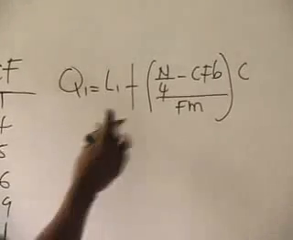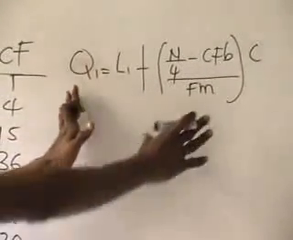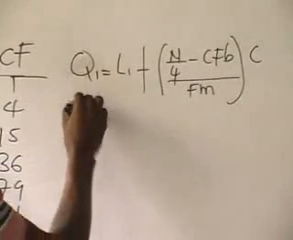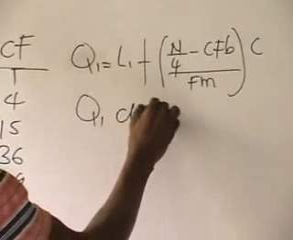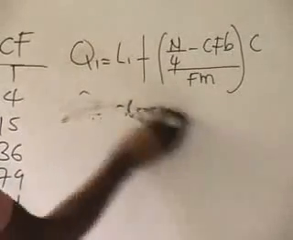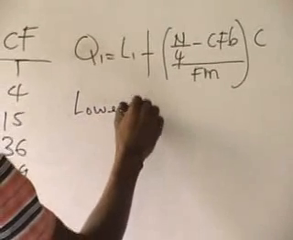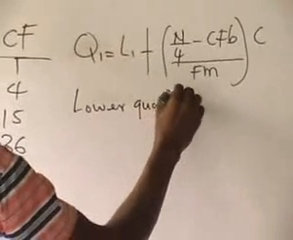Since you have written the formula, the first thing you are going to get is the lower quartile class, the Q1 class. We call it lower quartile class. Let me just write it. Lower quartile class.